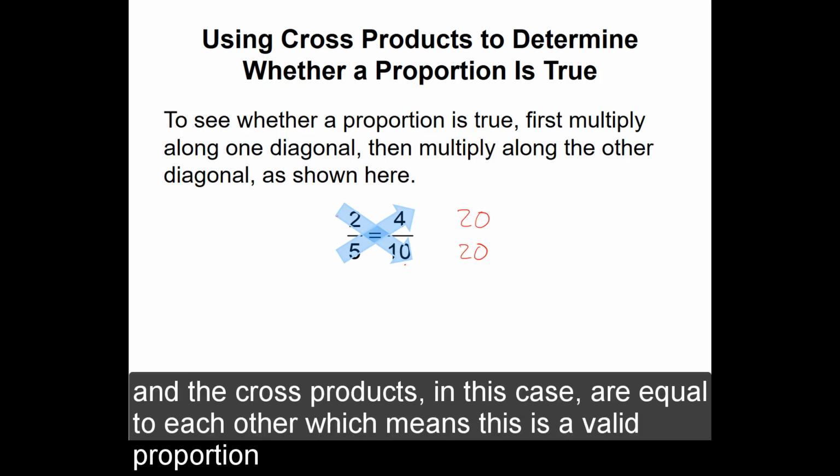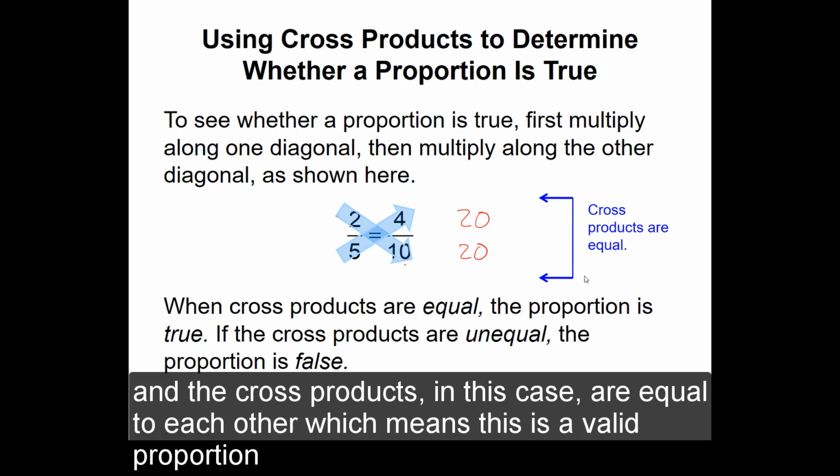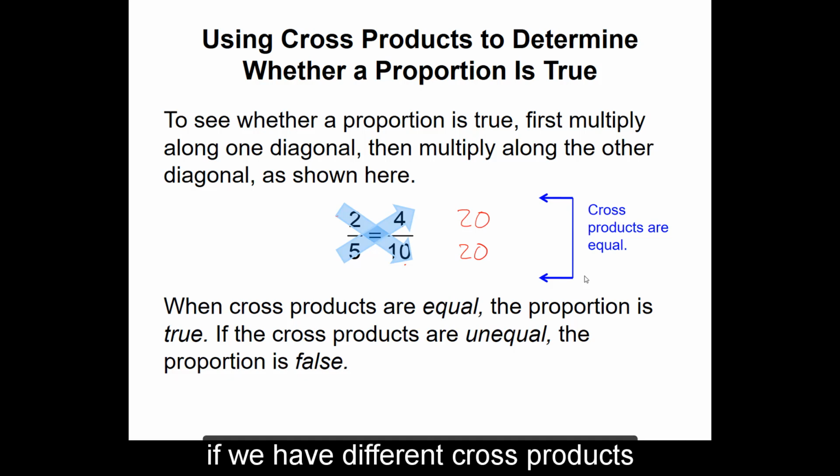And the cross products in this case are equal to each other. So that means that this is in fact a valid proportion. If we had different cross products, then the proportion is false.